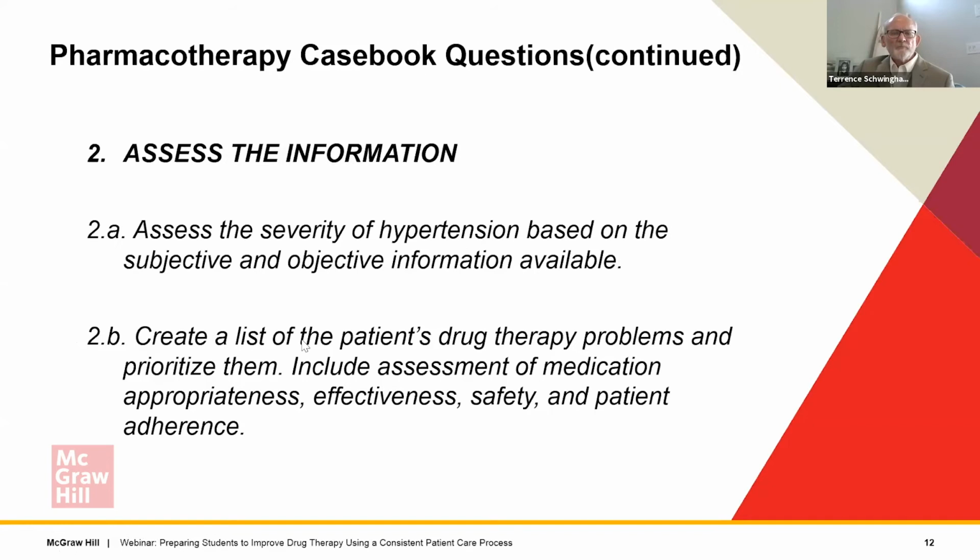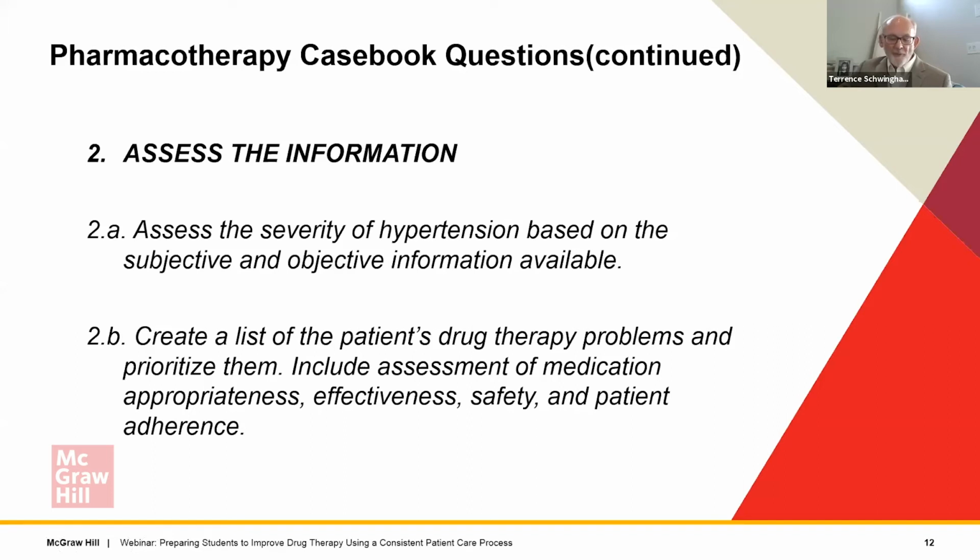Assessing the information then, the first thing is, what is the severity of this patient's hypertension based on the information I have available? What is the current blood pressure reading, for example? What is this patient's stage of hypertension? Based on the evidence, does the patient have cardiovascular, renal, or ophthalmic complications?